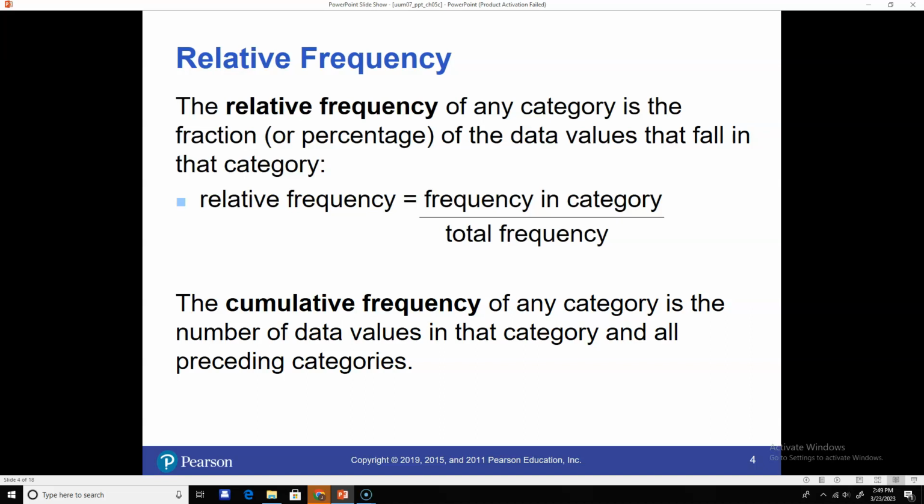A cumulative frequency is a running total. So that's one way to think of that. It's the number of data values in that category and all preceding categories. So if you had 4 red cars, 2 blue cars, and 4 black cars, then if you went category by category, for red, the cumulative frequency would be 4. If you went red and blue, the cumulative frequency of those two categories would be 4 plus 2, which would be 6. And if you did the cumulative frequency of red, blue, and black, it would be 4 plus 2 plus 4, giving the total amount 10.